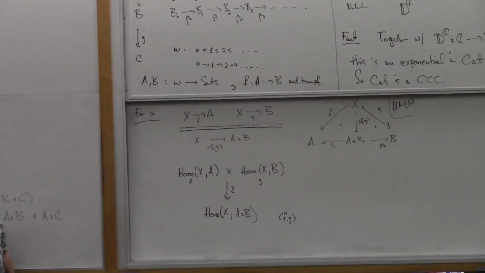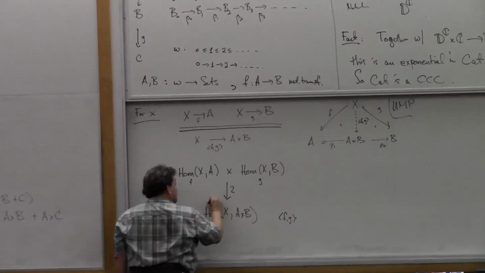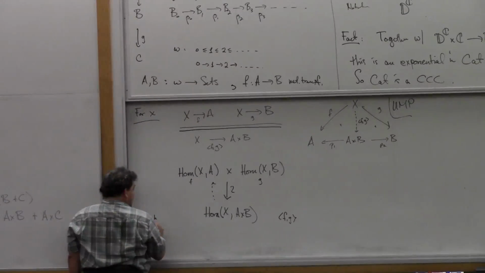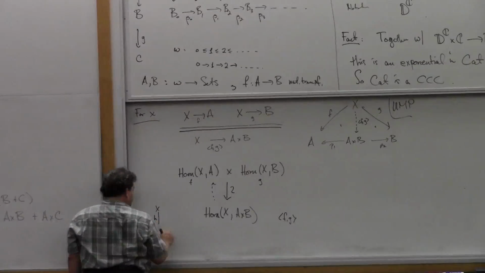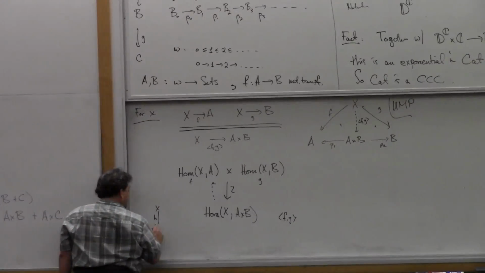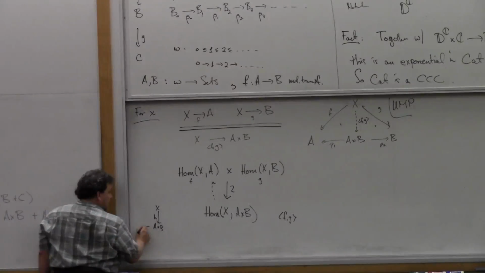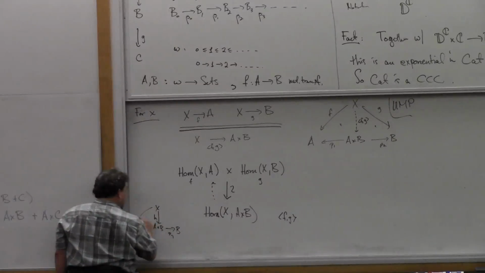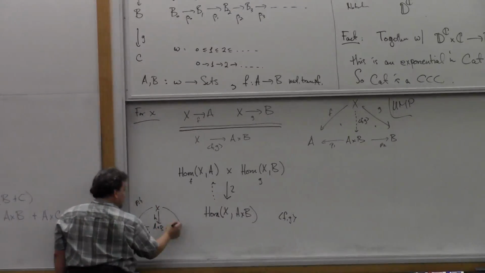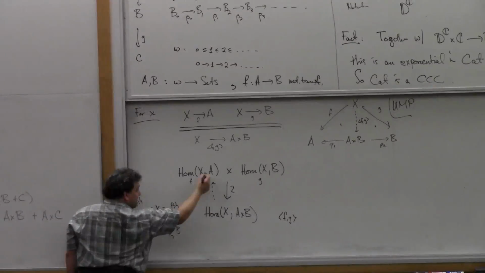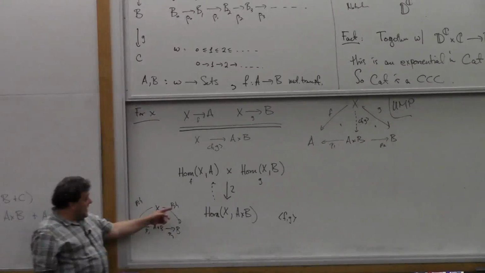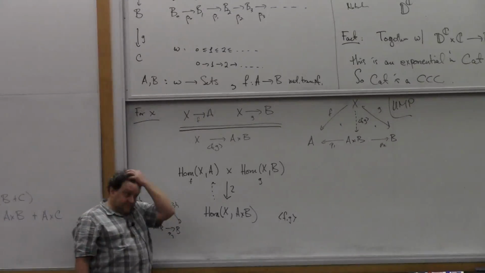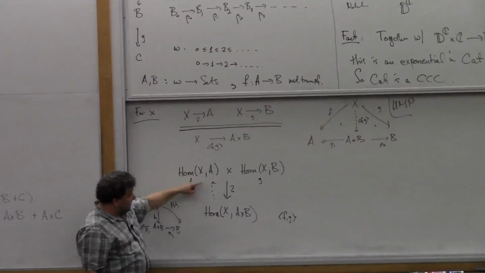Good? The map coming back takes some H from X into A cross B, and it composes with P1 and P2 to give me the pair of maps, P1H, P2H, so that's this map coming back up. Anything of the form H is uniquely of the form pair. Good? So I have this bijection of Hom sets.